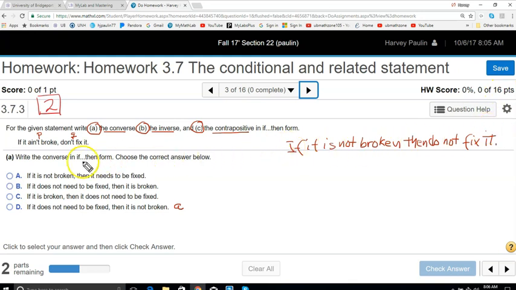Well, after spending some time, I see the only one that we can write here for the converse is letter D. As I look for the inverse, which is if it is not broken, then it does not need to be fixed, it is not proper in these other ones. So I'm assuming as you do your homework, these will change somewhat as you put your answer A in, then you get to see the other choices. Okay, let's go on.